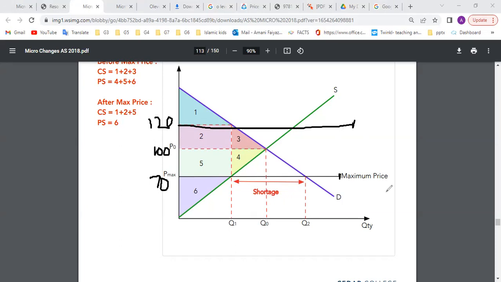Because you are already selling it at a price, but then you're saying move it higher, but then that's not a maximum price. That means you're putting a minimum price. If the price is set below the equilibrium price, then it is a maximum price.